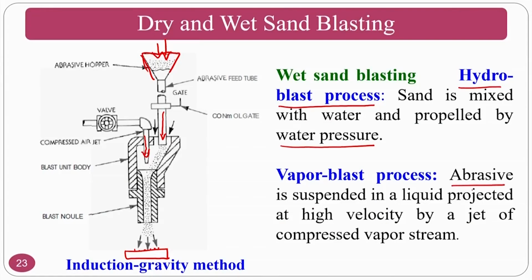In the vapor blast process, abrasives are suspended in a liquid and projected with high velocity by a jet of compressed vapor, steam or other streams. Normally you will have vapor along with the water as well as the abrasive. Some people may use only the vapor, or some people will also mix it with this one, so that it becomes more and more effective.